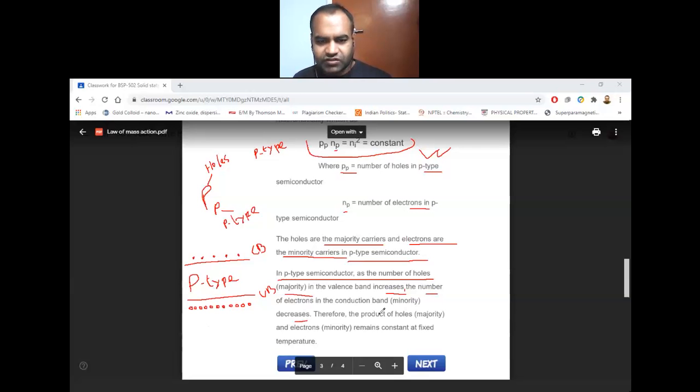That is what is written. Therefore, at a fixed temperature, the product of holes, the majority carriers, and electrons remains constant. The last line means this equation, the equation for the law of mass action. The temperature has to be fixed, otherwise the carrier concentrations, meaning electron and hole concentrations, will keep on varying.